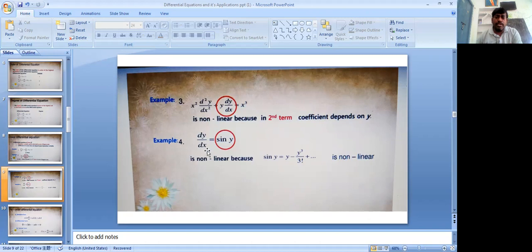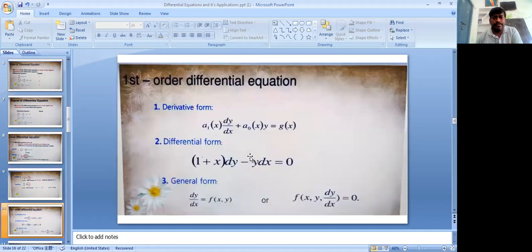Next, the last example: dy/dx = sin y. Very, very important. Here dy/dx has order 1, degree 1, but on the right side is the function sin y. By using the Maclaurin series, the expansion of sin y is y − y³/3! + y⁵/5! − y⁷/7! and so on. Automatically, this is a non-linear differential equation.